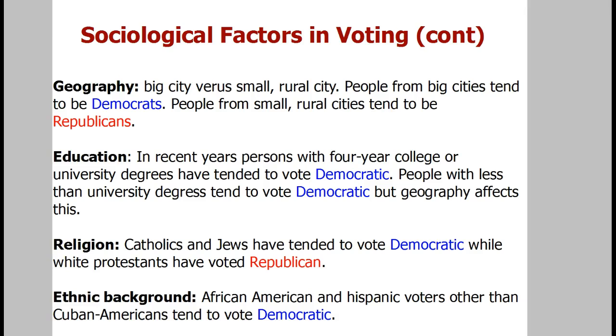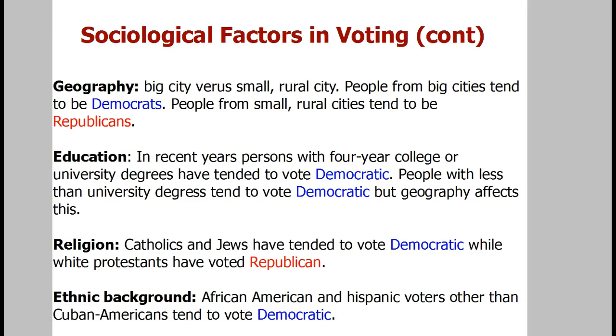Jews have traditionally been Democratic. And for example, and I don't have it here, Black Baptists are overwhelmingly Democratic. White Protestants, such as Presbyterian or Methodist or Episcopalian, any of those smaller sects, they tend to vote Republican.